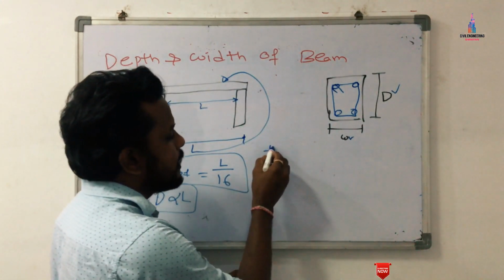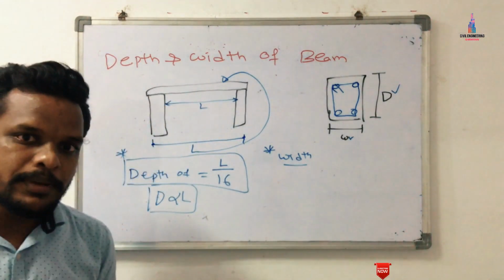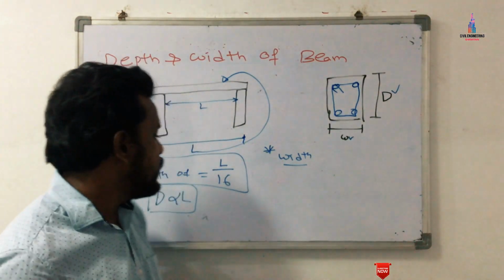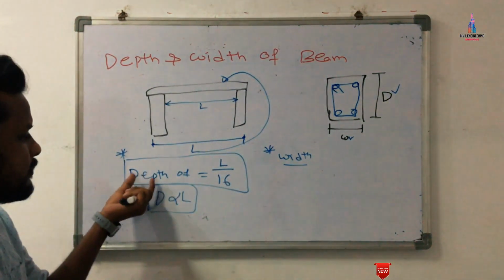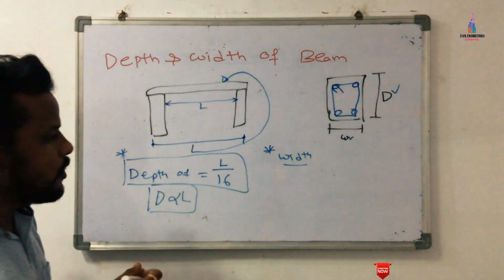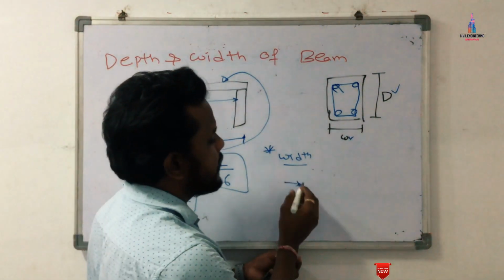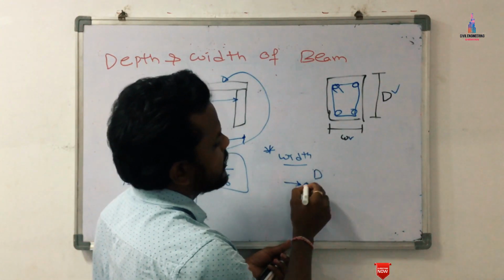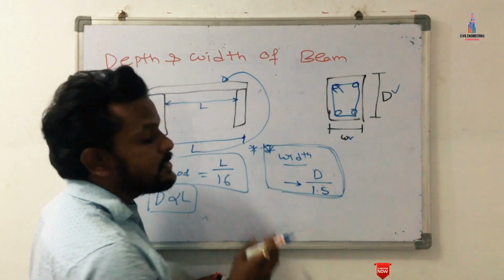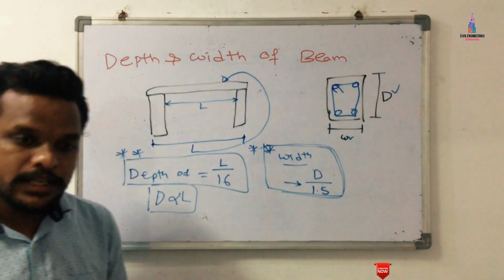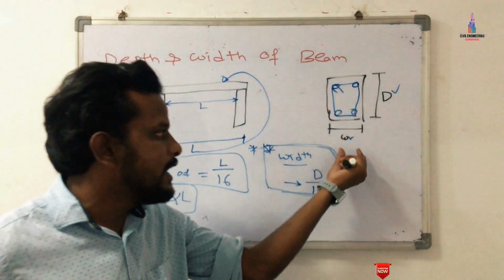Again, there is another formula for calculating the width of the beam. Basically, the width of the beam depends upon the depth of the beam. Here, I was taking the factor L by 16, so the depth of the beam is approximately L by 16. As per the IS code provision, it is suggested that the width of the beam equals the depth of the beam divided by a 1.5 factor. These two are the basic formulas we need to follow for calculating the depth and width of the beam.